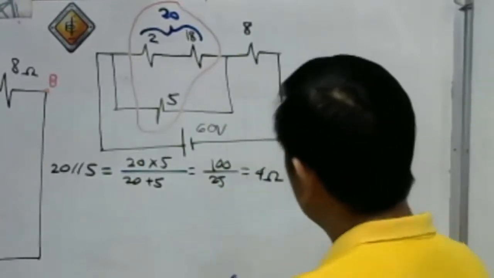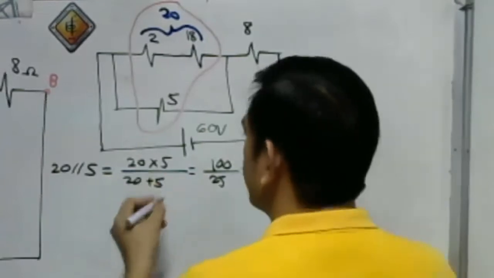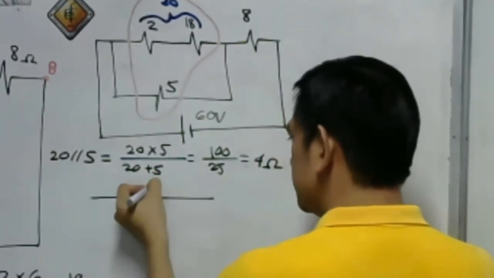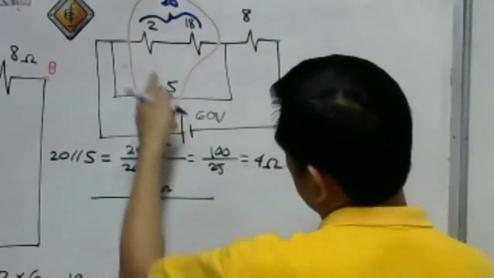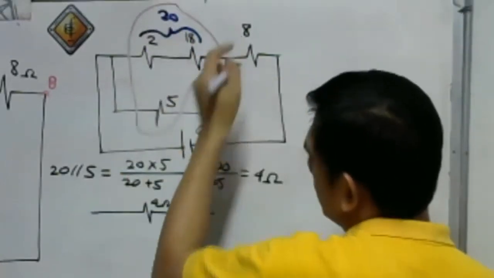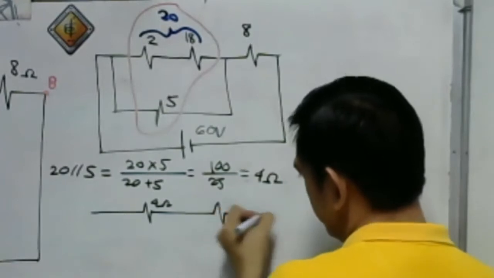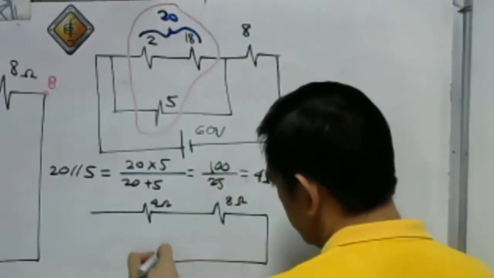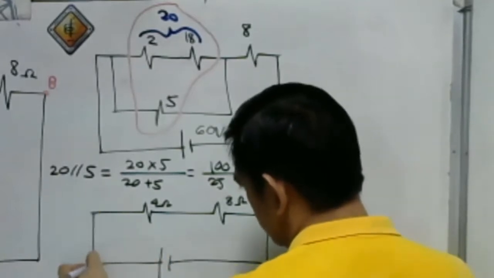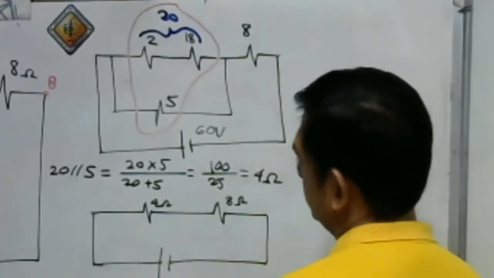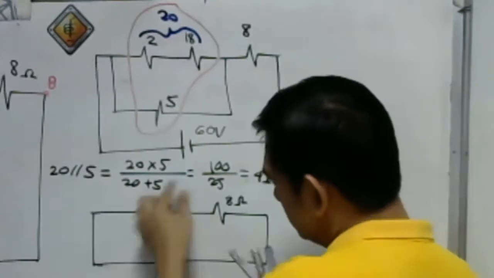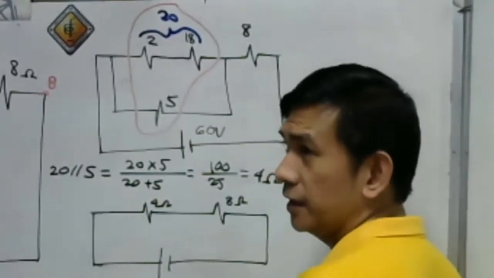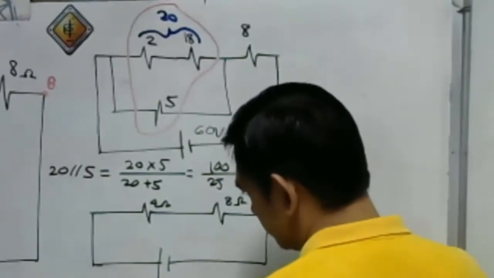There will be an equivalent circuit like this one. So this is our 4 ohms, and then we have here our 8 ohm resistance. Then this is our voltage source. So we can now easily get our total resistance here, the total resistance.